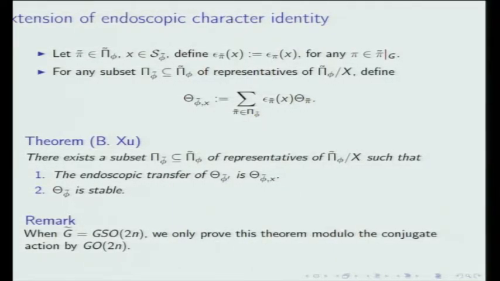And there's a remark that in the case of orthogonal similitude group, we prove this theorem only modulo the conjugate action by the full orthogonal similitude group. But you can refine our argument, and I think you can drop that. So now this is a theorem, and now I want to talk about the method to prove this. And the main input will be the twisted stable trace formula.